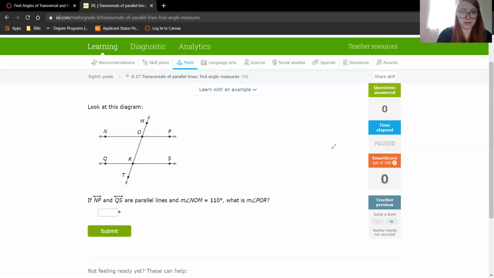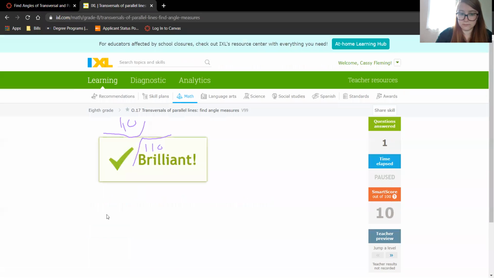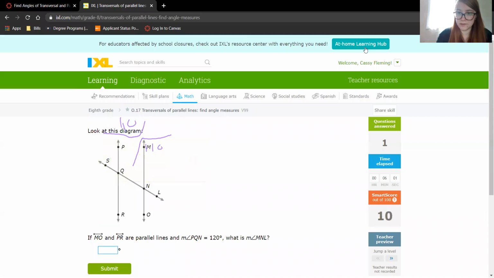All right, so it says NOM is 110. What is POR? So if we look there, they are opposites. This should just be 110. Let's see. Is it really that simple? Brilliant. Let's do another. MO and PR are parallel.